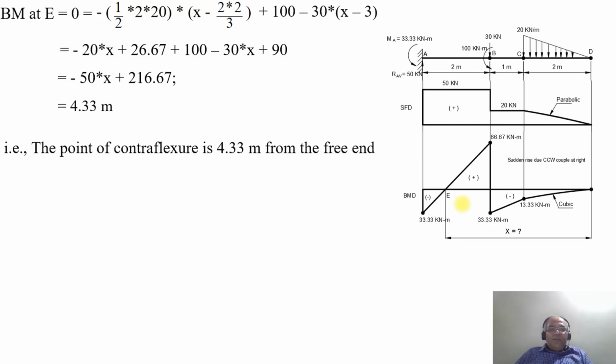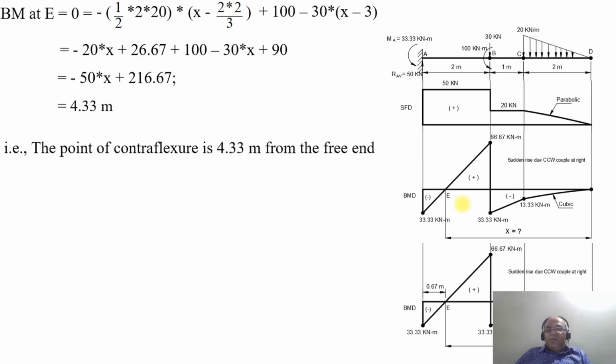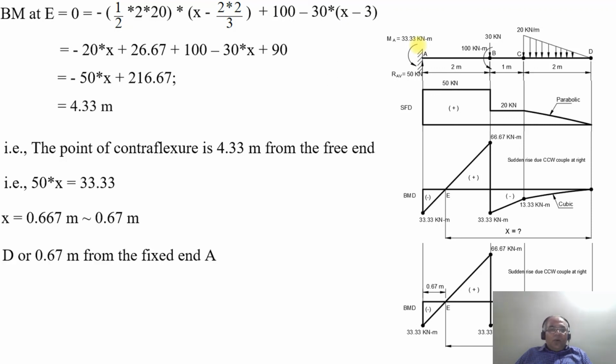So the point of contraflexion will be 4.33 meters from the free end. So that is what we are going to get. X will be equal to 4.33 meters from the free end. But if you are considering from the fixed end, what will be the distance? So 50 into x will be equal to 33.33. On simplification, x will be equal to 0.67 meters from the fixed end A. So this is how you will be able to analyze and solve this particular problem. Thank you.